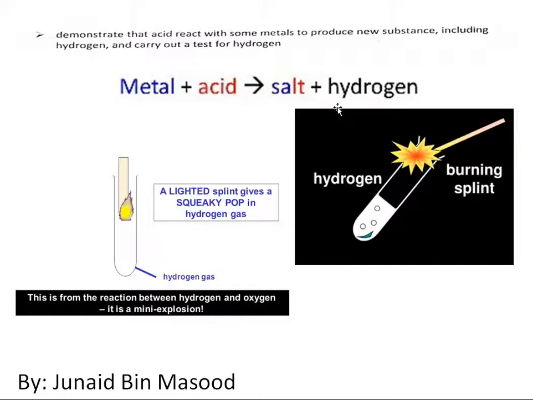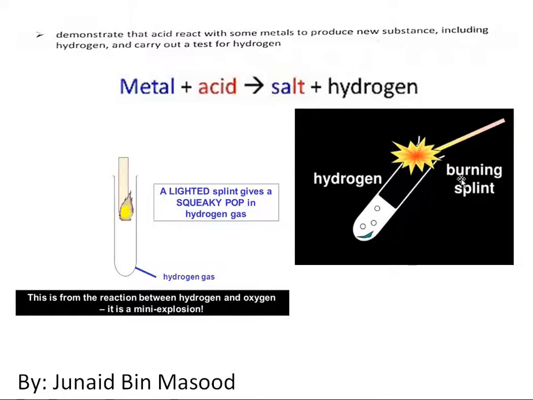Now, how do we check that? For example, if I have some acid in my test tube and I put some metal in it, as a result, bubbles will be produced. Now, how do I know if it is hydrogen or not?